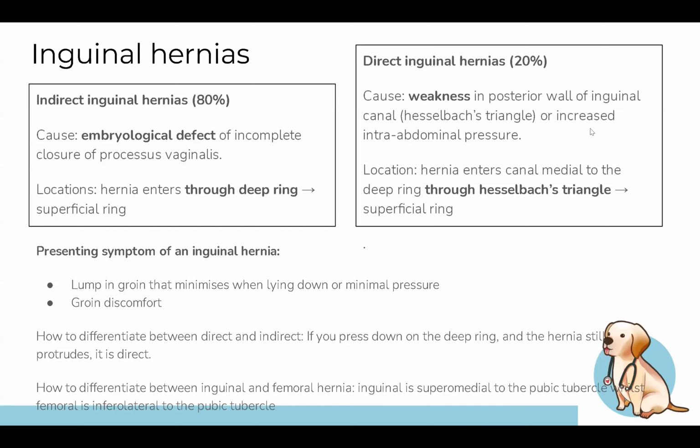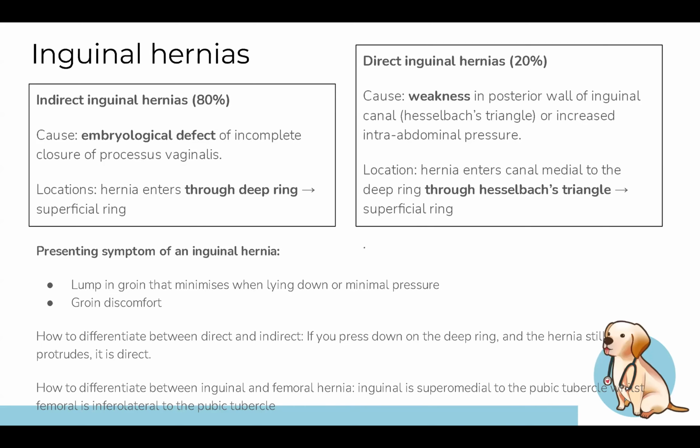And that weakness must be weakness in the posterior wall, or you have a lot of intra-abdominal pressure in your abdomen that's forcing the contents through the already slightly weak area of Hesselbach's triangle. Yeah, so that's important. It presents with a lump in the groin that minimizes when lying down or with minimal pressure, and there's a bit of discomfort. Sometimes it's asymptomatic. It just depends. And sometimes we need surgery, sometimes we don't.